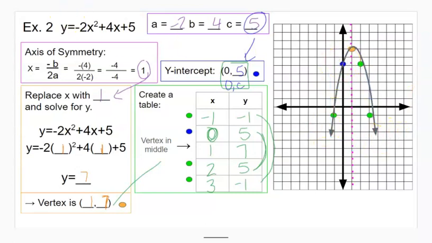So one thing to note is that this a value here does dictate if the parabola is opening up or down. So in this case, since our a value is negative, it makes that an opening down parabola. But in our first example, our a value was positive, and that parabola opened up. So that a value is that deciding factor of if the parabola opens up or opens down.